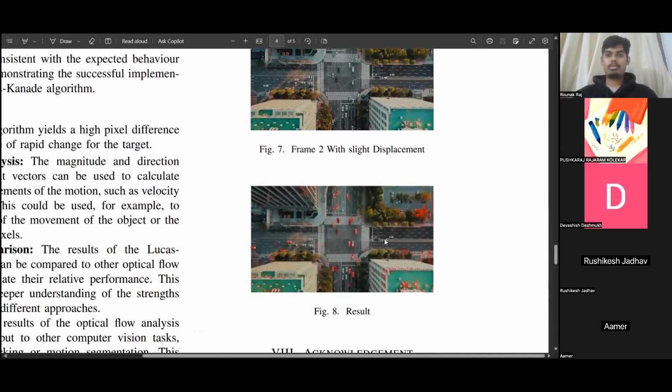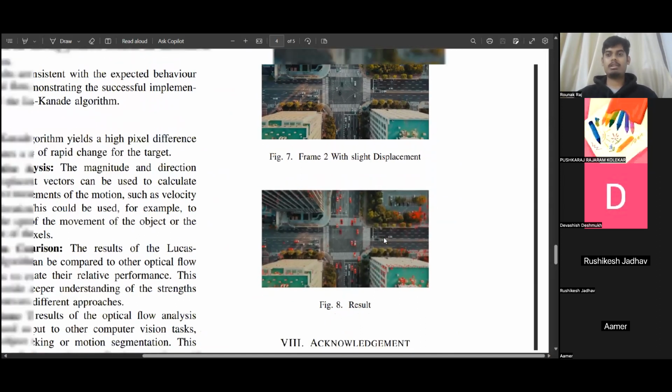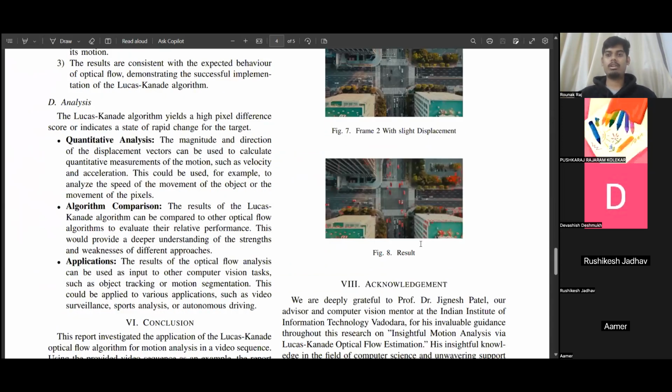So finally, I would like to say that the result confirms that the Lucas-Kanade algorithm can accurately track the motion of objects in the video sequence. So this capability opens up several opportunities for further analysis and applications. So that was it from our side.